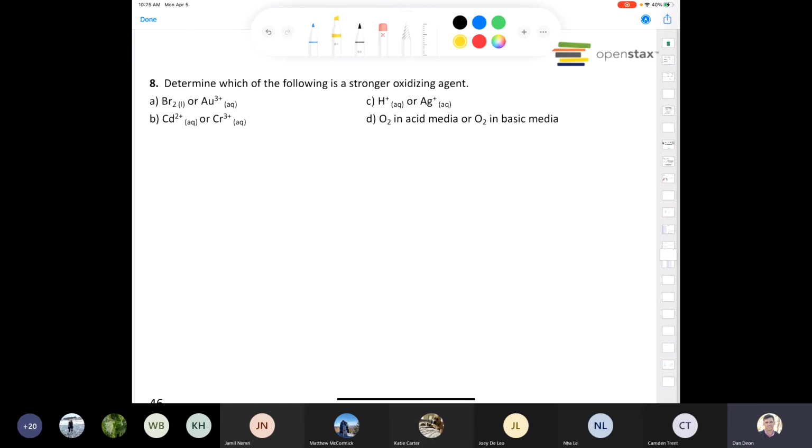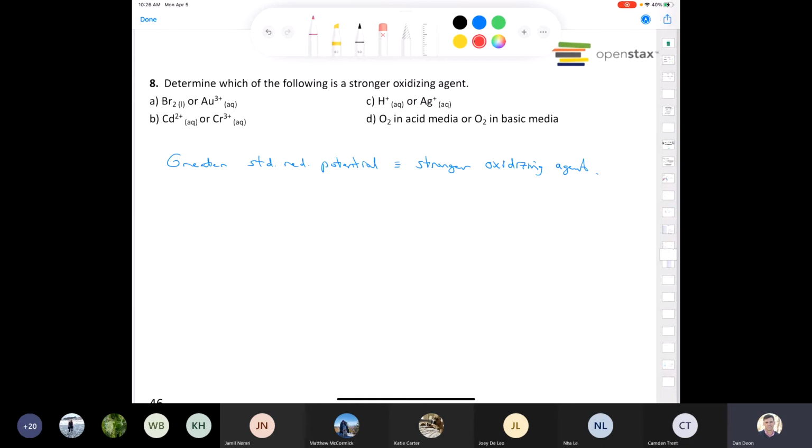Determine which of the following is a stronger oxidizing agent. Again, all you got to do is go to the table. Remember that the greater the standard reduction potential equals the stronger the oxidizing agent.